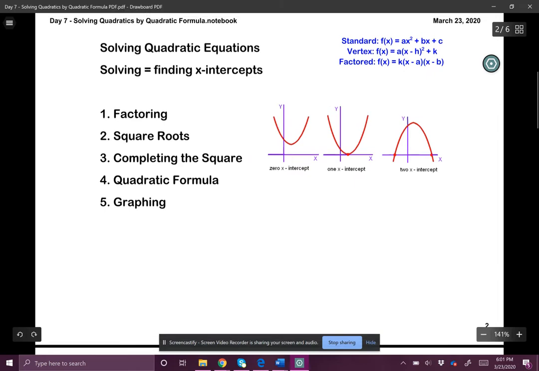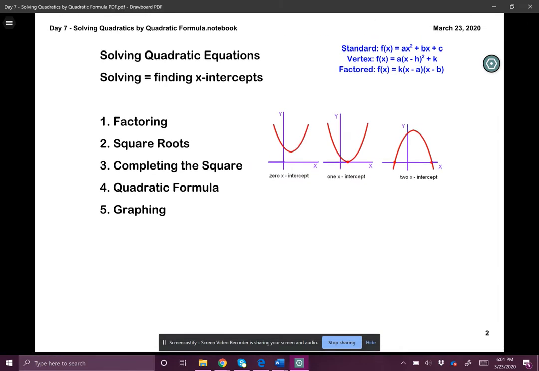So let's review really quick what solving quadratic equations means. Solving means to find the x-intercepts of an equation, and you can have 0 x-intercepts, 1 x-intercept, or 2 x-intercepts. Now, we've looked at all 5 of these after today. We have solved by factoring, by square roots, by completing the square, and by graphing.